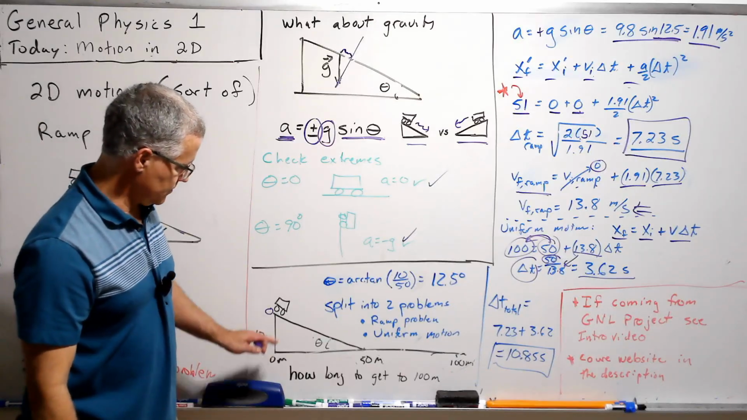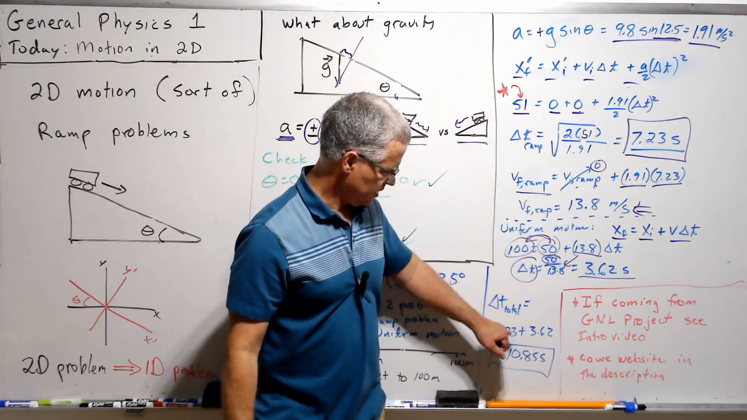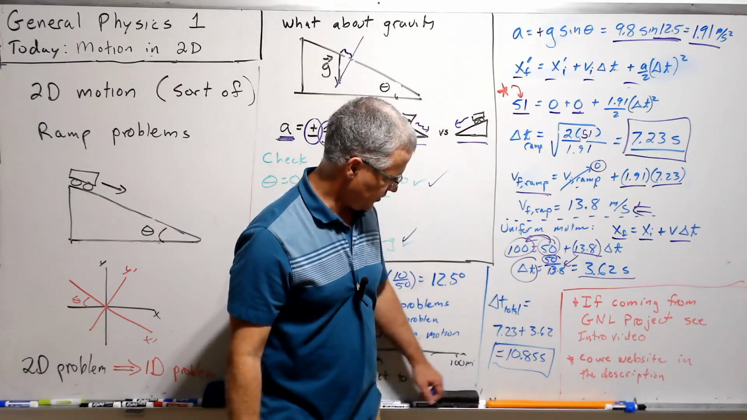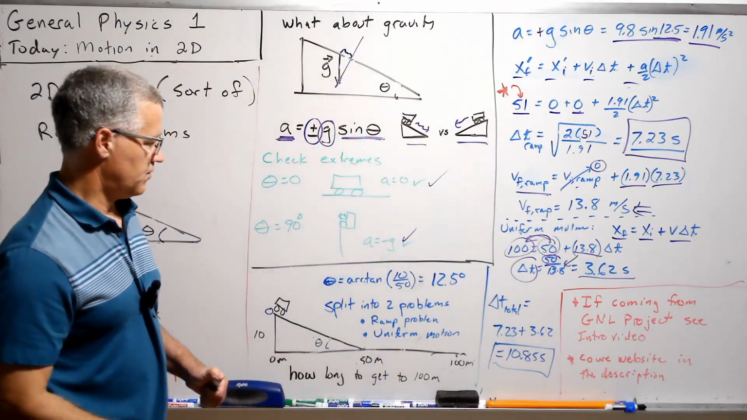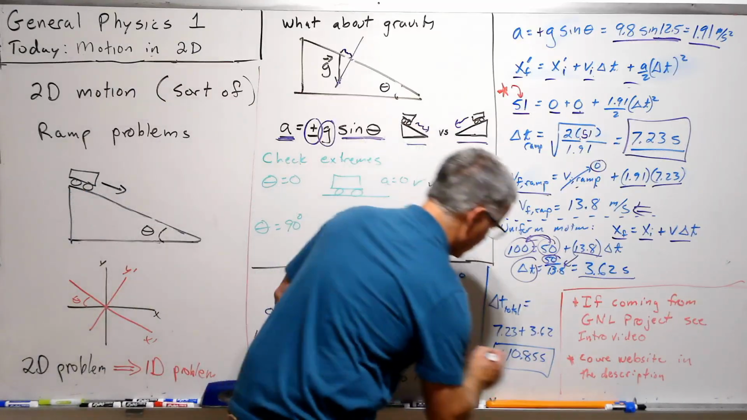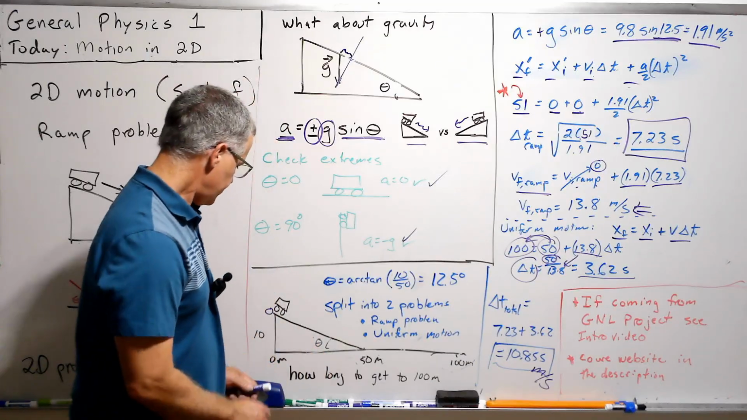And so we now have the time for the ramp and the time for the total. So 7.2 plus 3.6, 10.85 seconds. I should always put units, so that's meters per second.